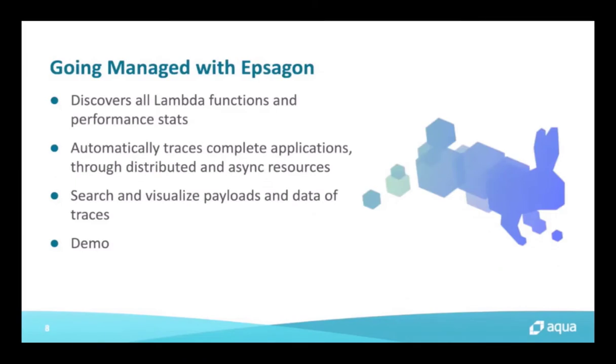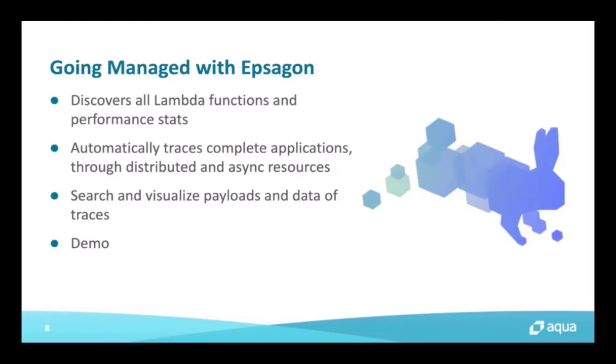That's exactly where Epsagon comes in, with the state of mind that everything should be managed for you and you should have the best experience as an engineer to get a solution out of the box. Out of the box, it discovers all Lambda functions and reveals performance stats, including everything that we mentioned: percentiles, timeouts, out of memories, cost, and so on.